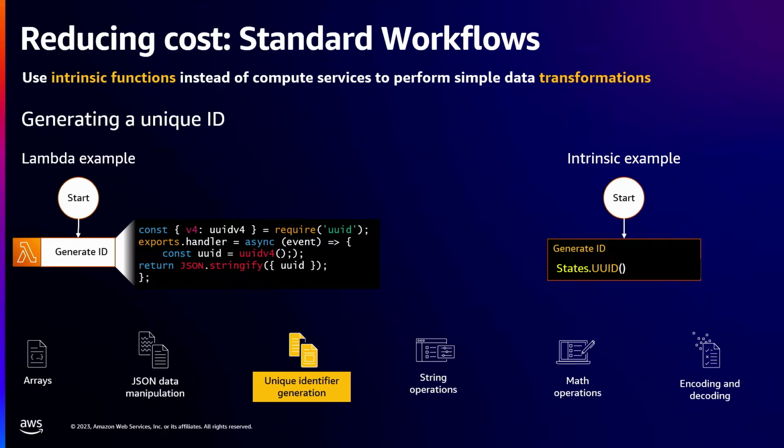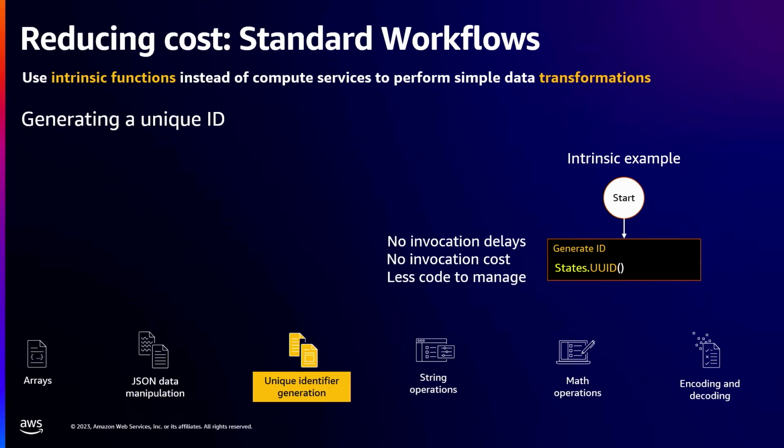Why is this good? Just to remind you why, there's no invocation delays because there's no Lambda cold start time or anything like that. There's no cost of Lambda. Okay, we don't charge you for intrinsics. We charge you for state transitions. And there's way less code to manage, 1 line versus 4 or however many you have in your Lambda function. So the point is, try and use intrinsics wherever you can.